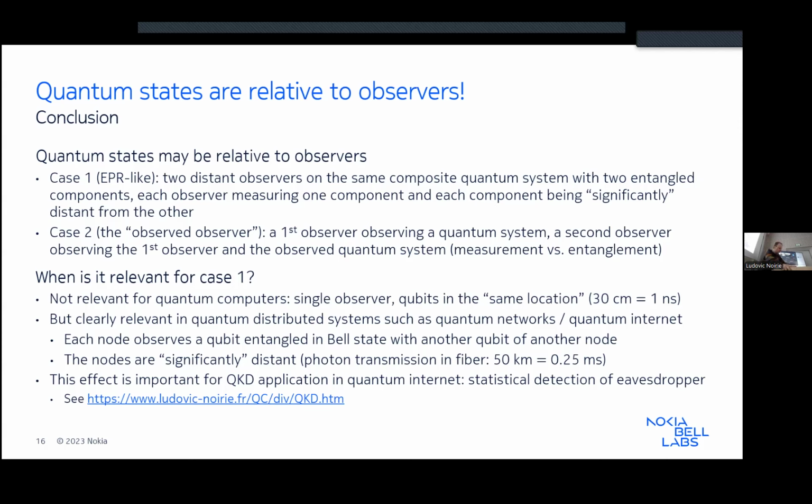And so this is why this effect is important in quantum networks and quantum communication, and in particular in quantum key distribution. This is something that is in fact used to get some proof that if there is an eavesdropper in the middle, the eavesdropper will be detected. And I will stop here.